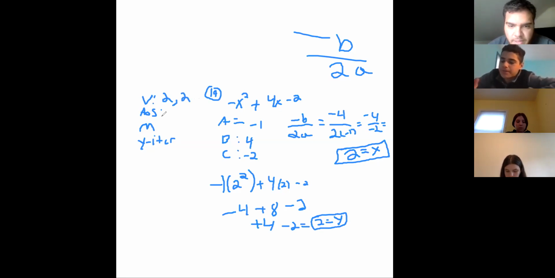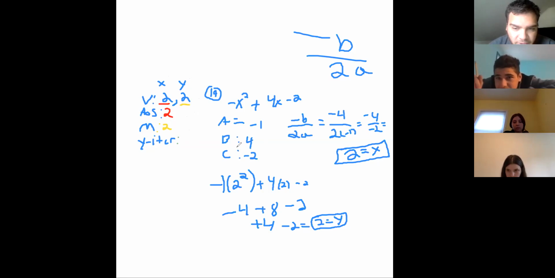It's 2, 2. Our axis of symmetry is the x of the vertex. So it's this one right here. Happens to be 2. Our min or max value is the y of the vertex. That happens to also be 2. And then our y-intercept is very easy. It's just the c value. The c in this question is negative 2.